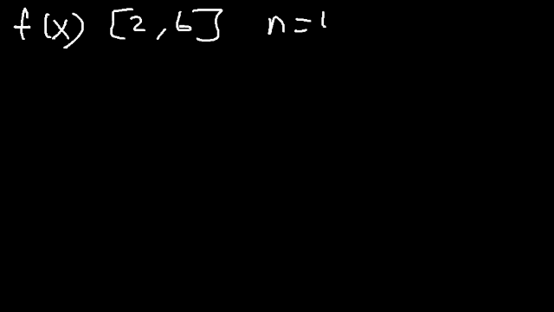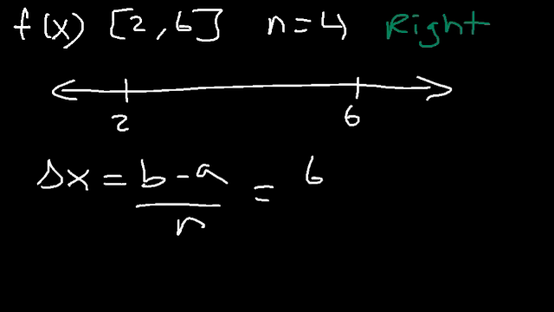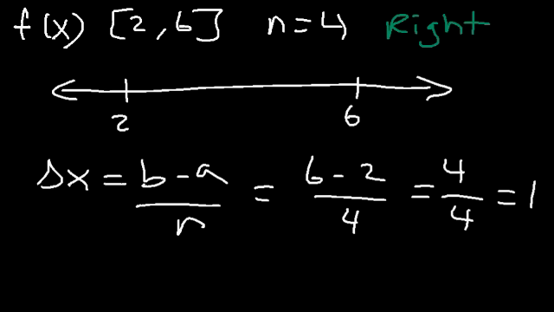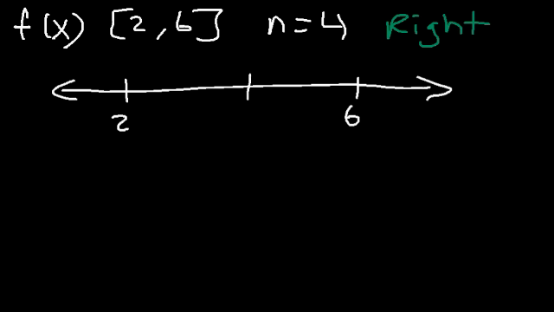Now let's say we have a function f of x in the interval 2 to 6, and let's say we want to use 4 rectangles, and we're going to use the right endpoint rule. So let's make the number line from 2 to 6. Now delta x, which is b minus a divided by n, is 6 minus 2 divided by 4, which is 4 divided by 4, which is 1. So the width of each subinterval is 1. So we're going to have 4 intervals, 5 points, 2, 3, 4, 5, 6.